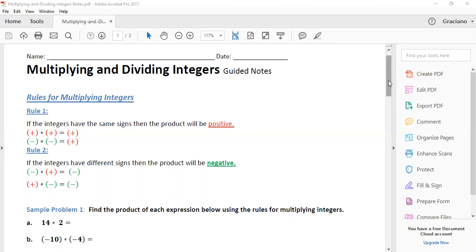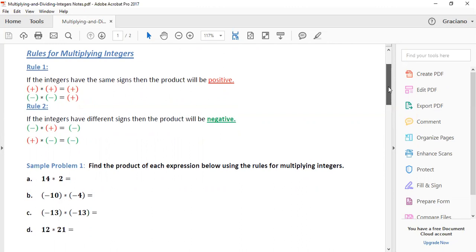As you can see, here are the rules for multiplying integers. Rule number 1, if the integers have the same signs, then the product will be positive. So if I have two positive numbers multiplied together, I'm going to get a positive number. If I have two negative numbers multiplied together, I'm still going to get a positive number, because when you multiply two negatives together, you get a positive. So that means that 2 times 2 is going to give me 4, but also negative 2 times negative 2 will give me 4.